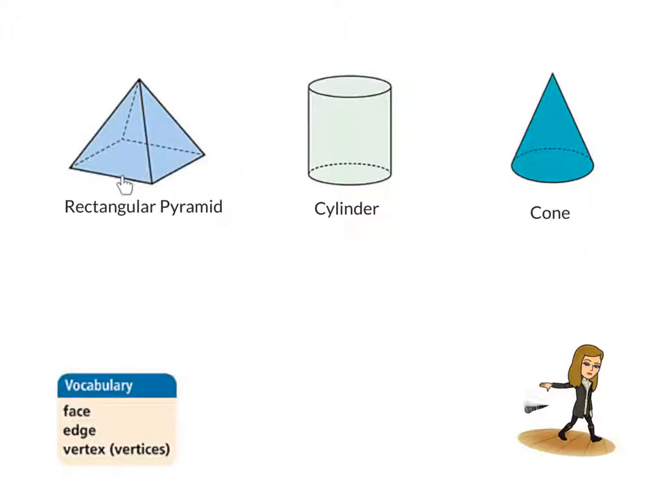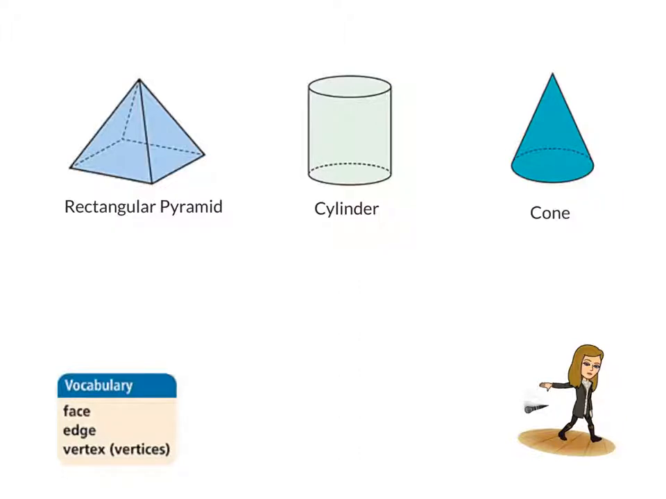So 5 faces. Edges, you would count where the faces meet. So 1, 2, 3, 4, and then 5, 6, 7, and 8 edges. The vertices are the little corners. We have 1 up top, 2, 3, 4, and 5 vertices.